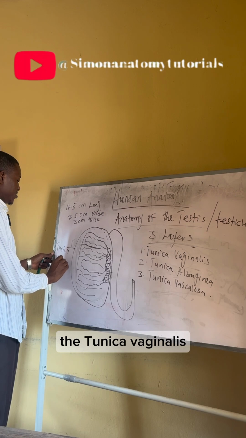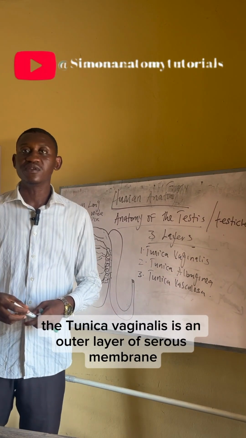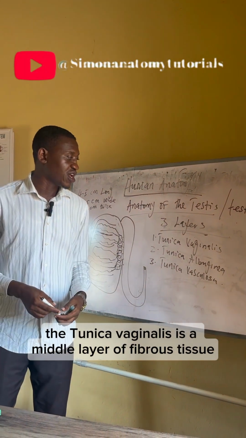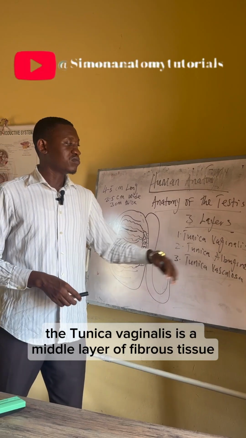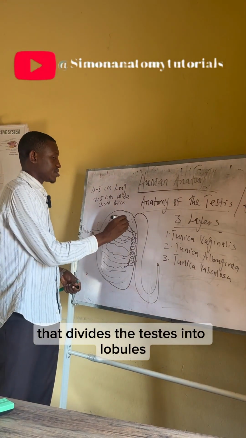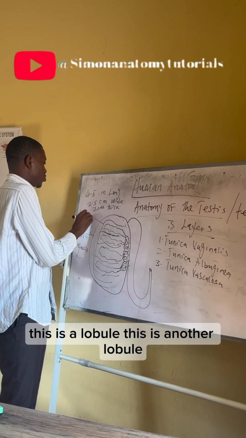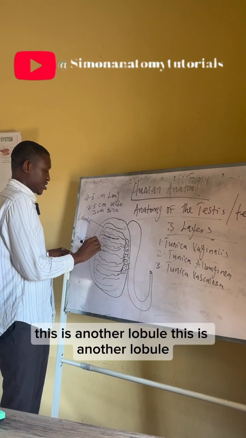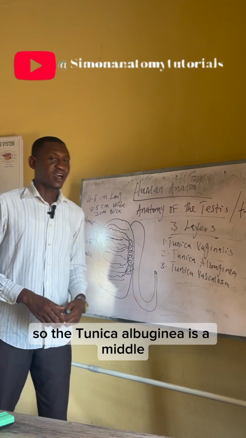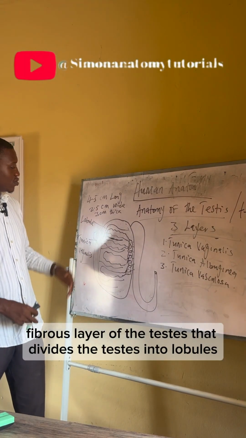The tunica vaginalis is an outer layer of serous membrane that surrounds the testis, while the tunica albuginea is a middle layer of fibrous tissue that divides the testis into lobules. So these are the lobules. This is a lobule, this is another lobule, and so on. So the tunica albuginea is a middle fibrous layer of the testis that divides the testis into lobules.